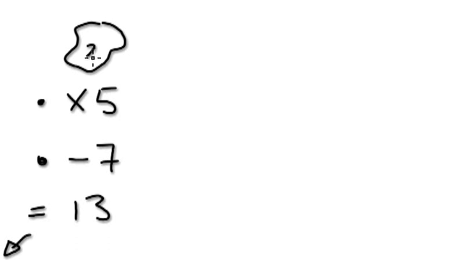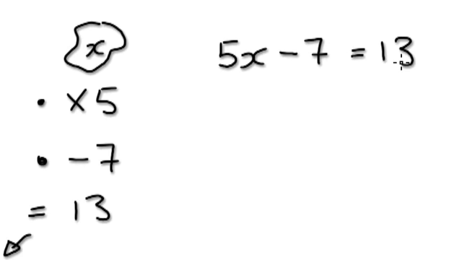Alright, so let's say that the number that I was thinking of is x. I'm thinking of a number x. I'm going to multiply it by 5, and then I'm going to take away 7, and that equals 13. So what number was I thinking of? Now it's just a matter of solving for x.